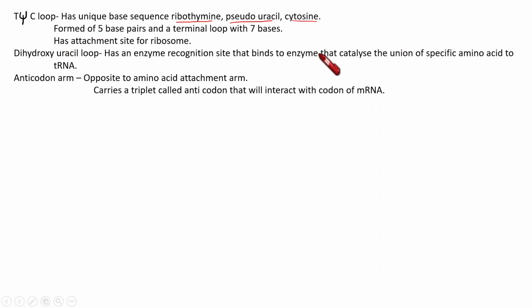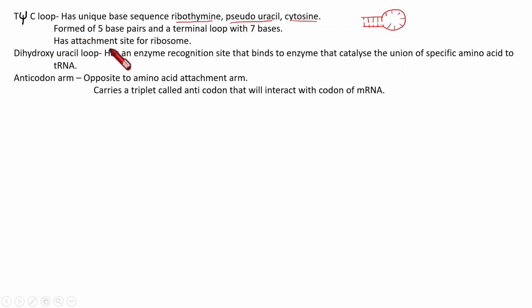So this T-C loop is formed with the help of 5 base pairs. 1, 2, 3, 4, 5 base pairs and a terminal loop with 7 bases. 1, 2, 3, 4, 5, 6, 7 bases. So that's about the 5 base pairs. And in the loop, there is no pairing. Instead, 7 bases we can see. So that's about the T-C loop.